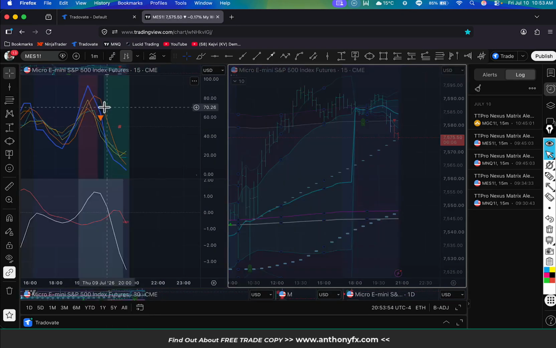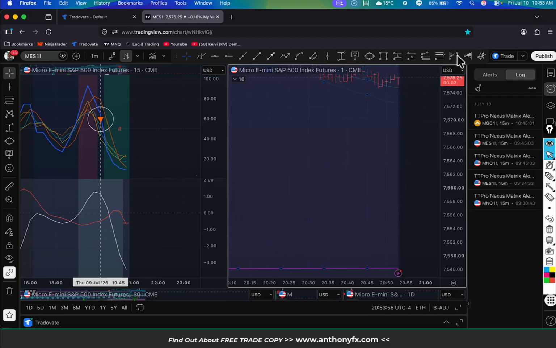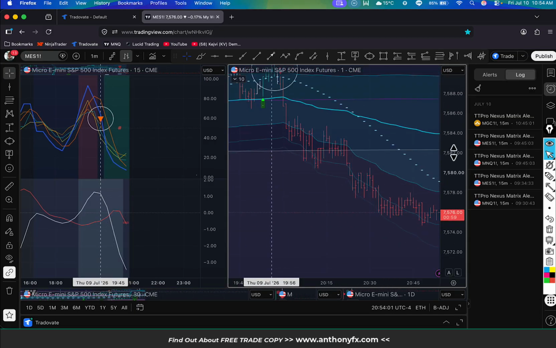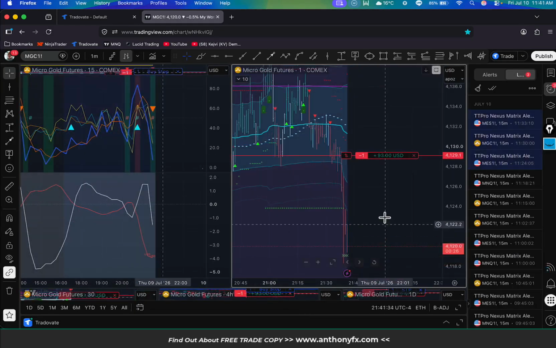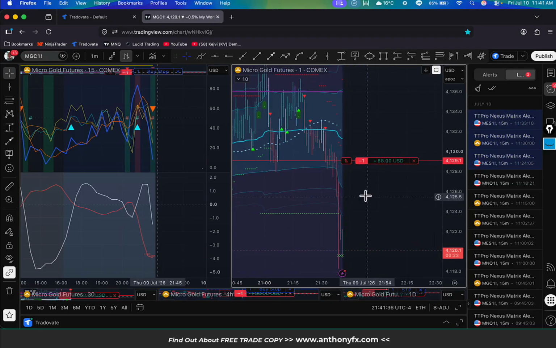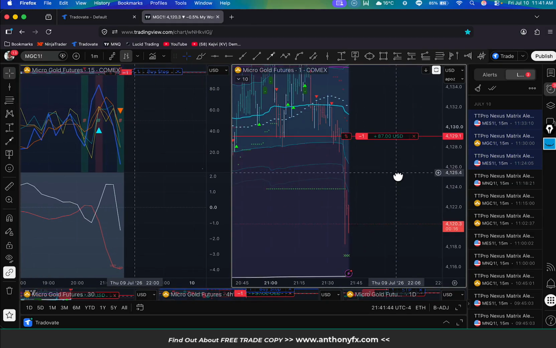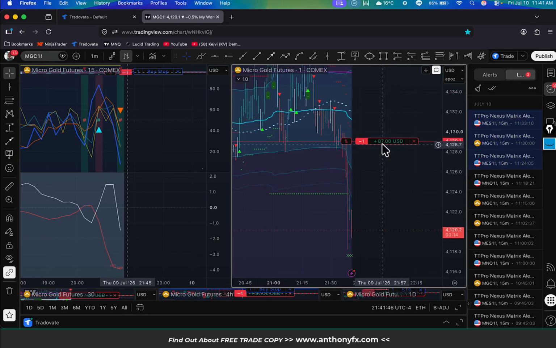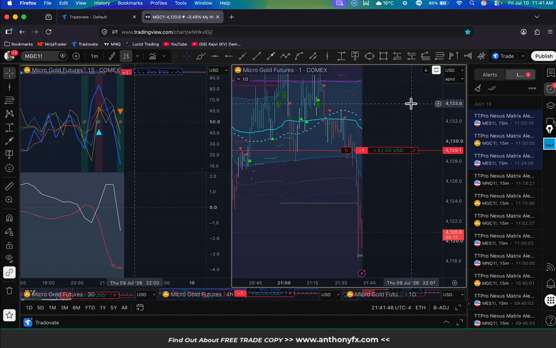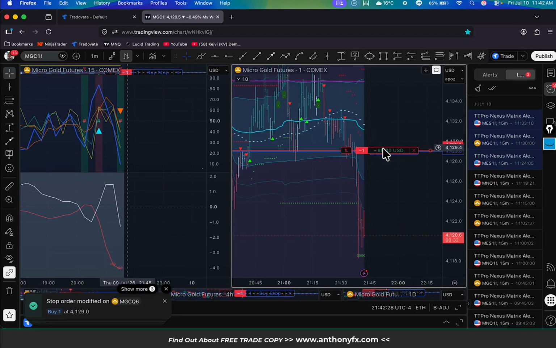MES. Oh, look at this, really nice. This move here, that was the move I was in earlier on. Just quickly, here's another one. This one's gold. There are two signals that we need to be aware of. We've got this one currently up 87. I'm just going to pull my stop loss to break even. So we're up about $80 on this one.